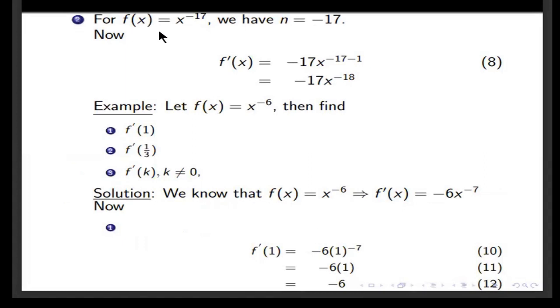In the second case, for f of x equal to x to the power of minus 17, similarly we have n equal to minus 17. f prime at x is equal to minus 17 times x to the power of minus 17 minus 1, which is minus 17 times x to the power of minus 18. So f prime at x is equal to negative 17 times x to the power of negative 18.